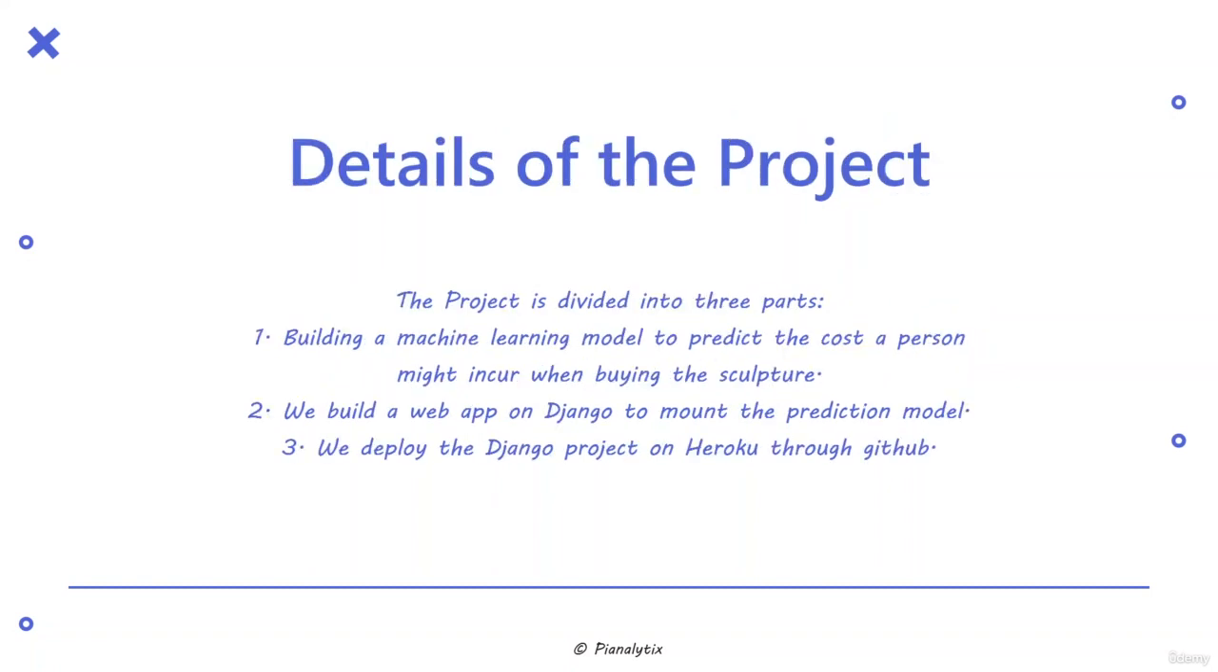So, details of the project. Now the project is divided into three parts. The first part is building a machine learning model to predict the cost a person might incur when buying the sculpture. The second is where we build a web app on Django to mount the prediction model. Third, we deploy the Django project on Heroku through GitHub.